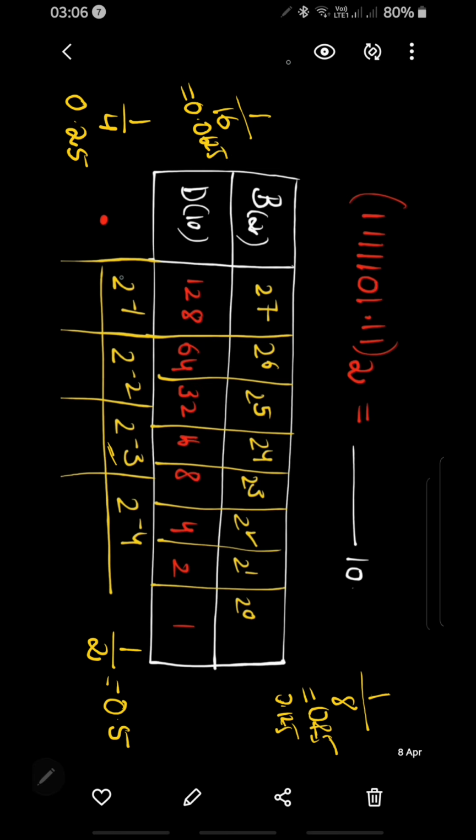So the respective values are 0.5, 0.25, 0.125 for 2 power minus 3, 0.0625. Like that we can calculate the values. See, our data is 11111101.11. So this is our binary data, and this data we have to convert into decimal data. So the base is 10, this base is 2. Okay.